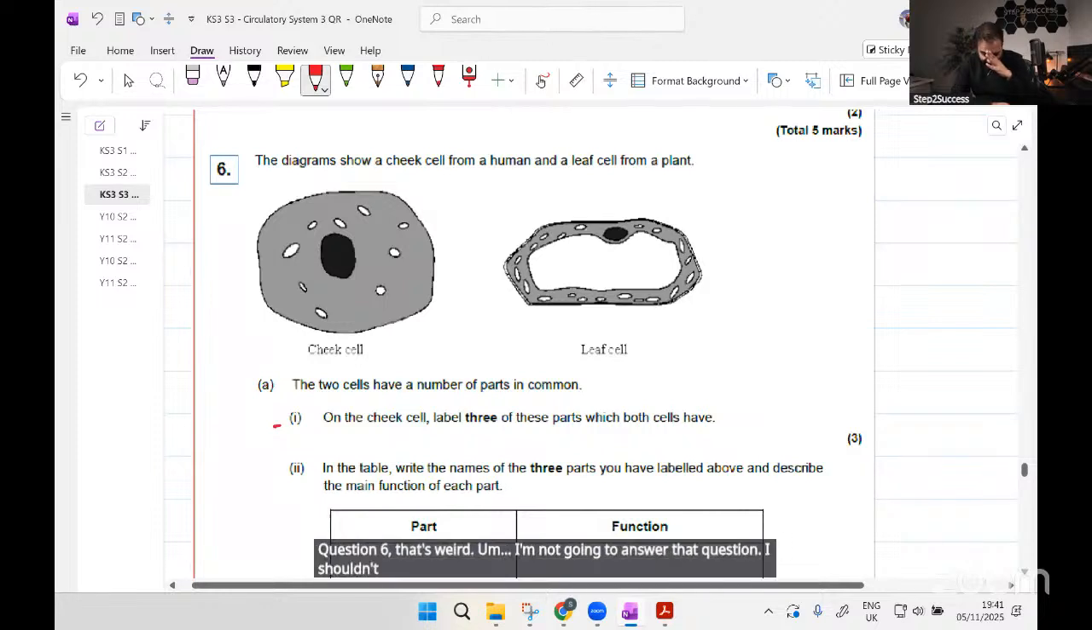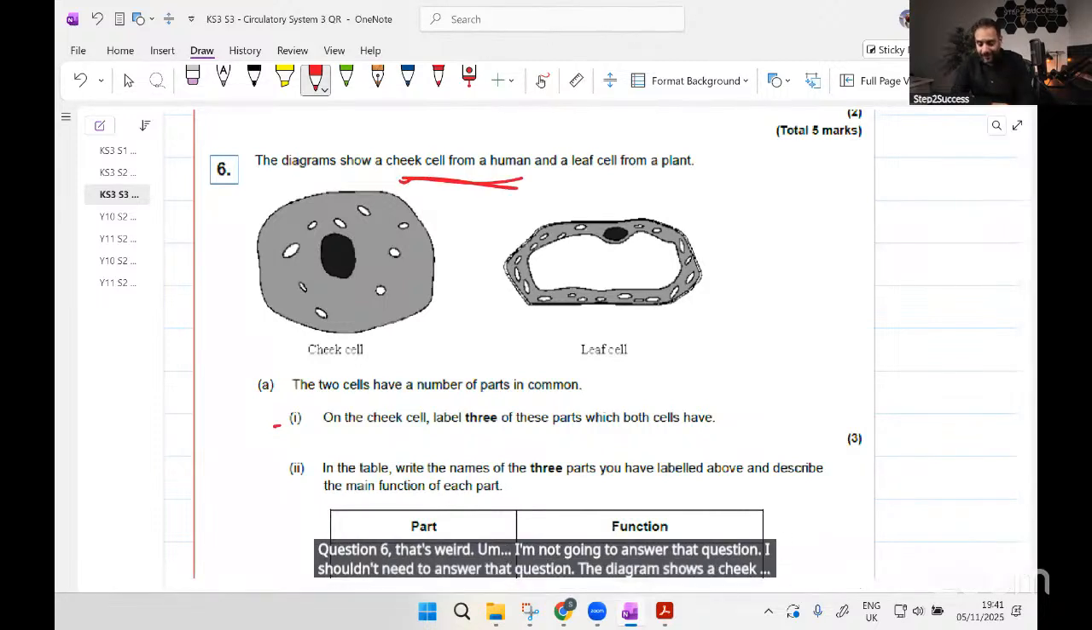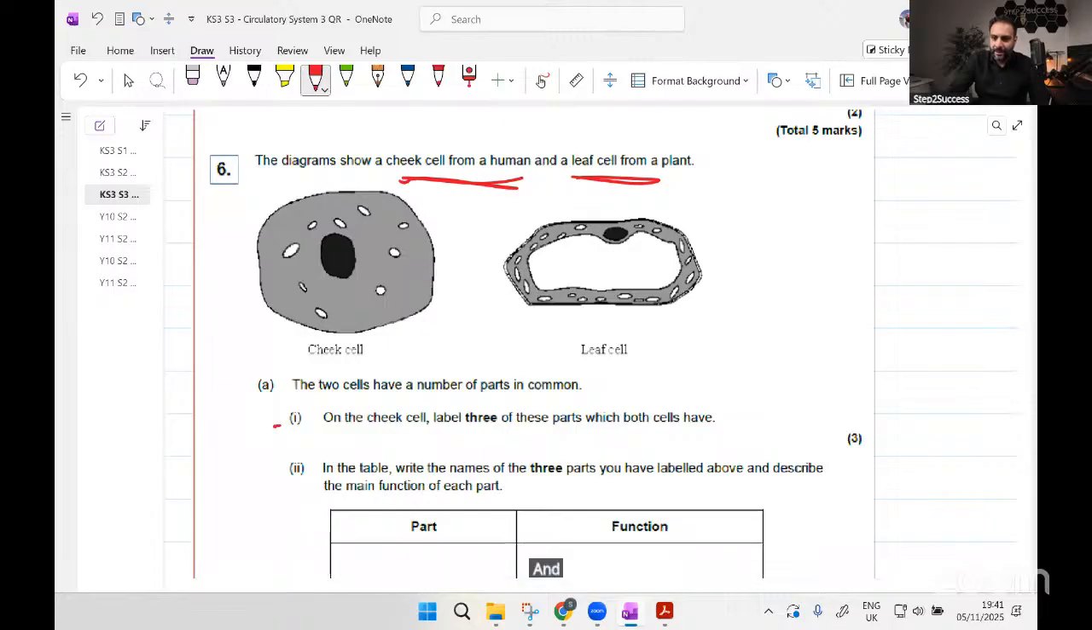The diagram shows a cheek cell from a human. That's an animal cell. And a leaf cell from a plant. That is a plant cell.